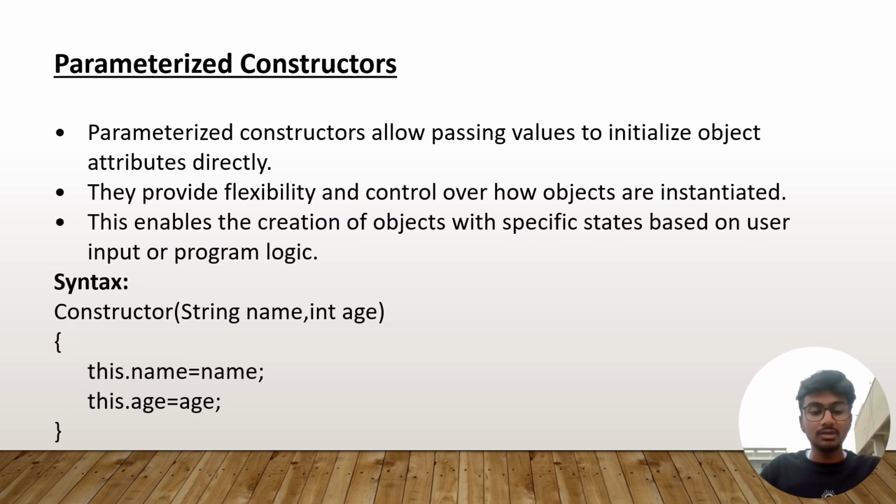Next, coming to the parameterized constructor. A parameterized constructor allows passing values to initialize object attributes at the time of object creation. As you can see in the syntax, the constructor has String name and int age within the parentheses, and within the brackets, this.name equals name. We can allocate our name and age.